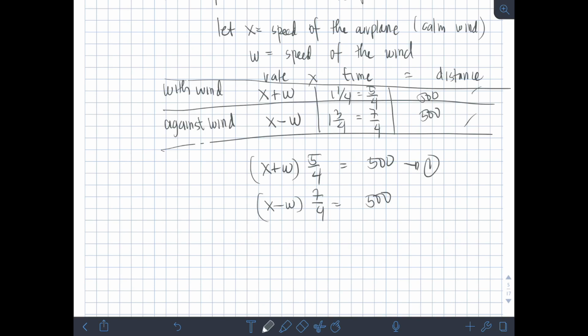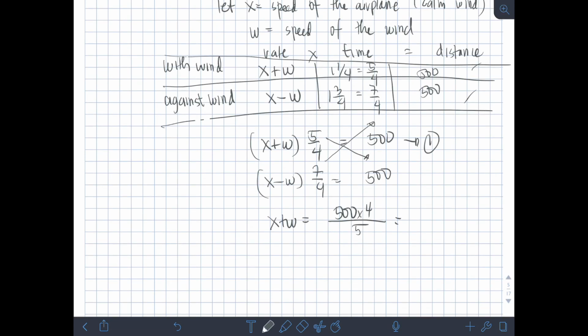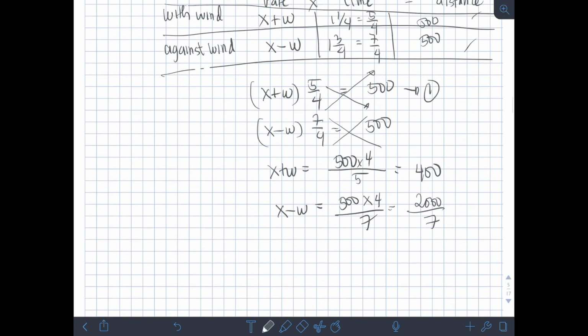So, cross-multiply na lang natin tong 5 over 4. So, parang magiging x plus w is equal to 500 times 4 over 5. Okay, so anong equal to? 400. And then ito rin, cross-multiply natin yung 7 over 4. So we have x minus w is equal to 500 times 4 over 7, 2,000 over 7. Kasi hindi siya exact.